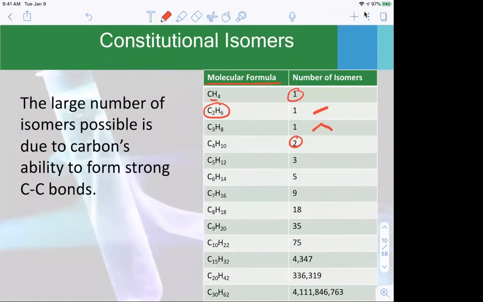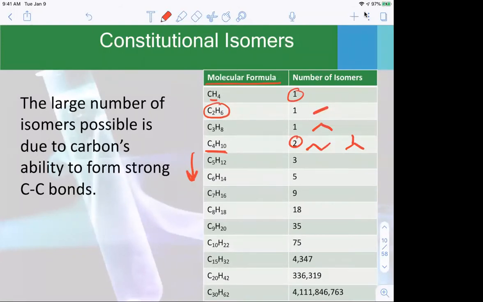But here's where it gets interesting. Once I get to 4 carbons and higher, now the connectivity can be different. I could have a 4 carbon linear, 1, 2, 3, 4, or I could have 3 carbons in a line and my 4th carbon branching off of that central carbon.